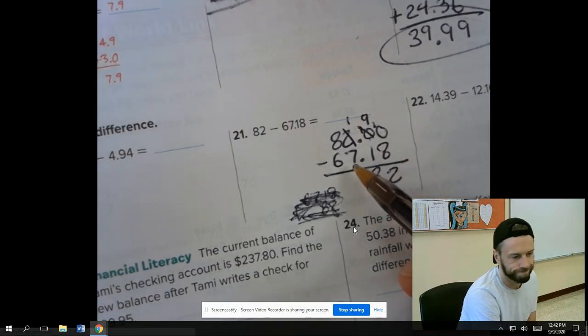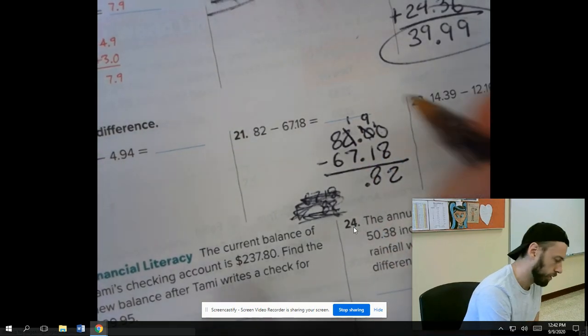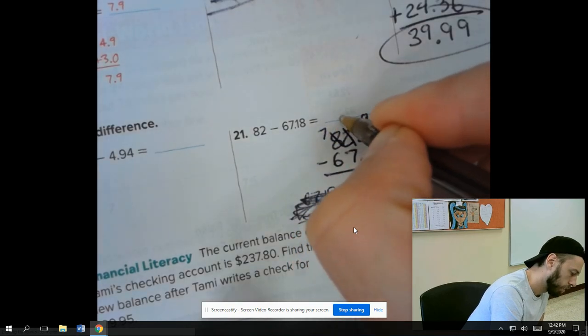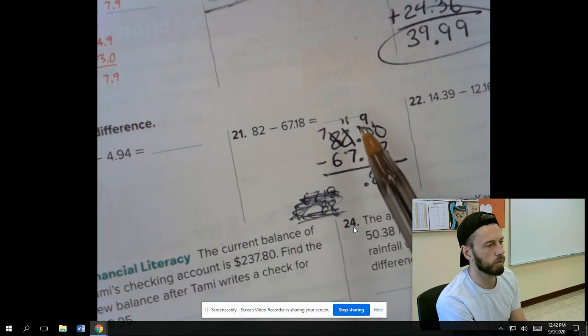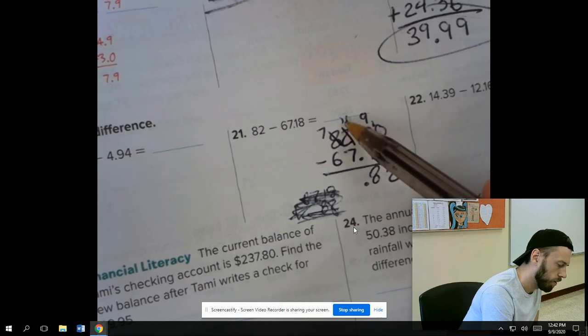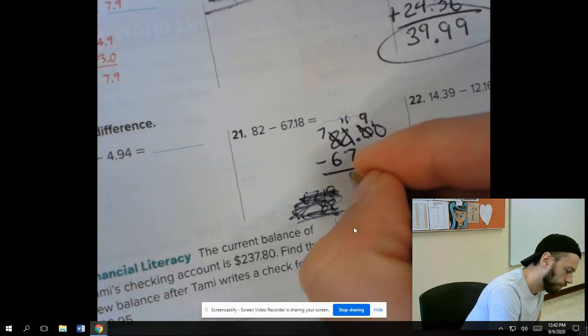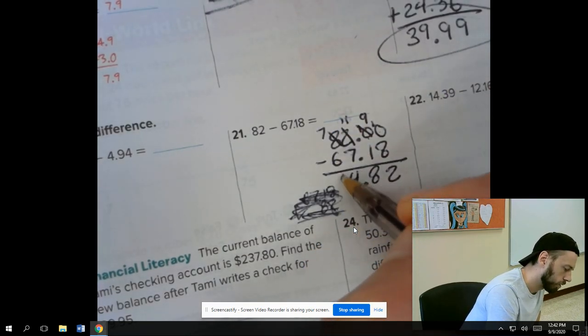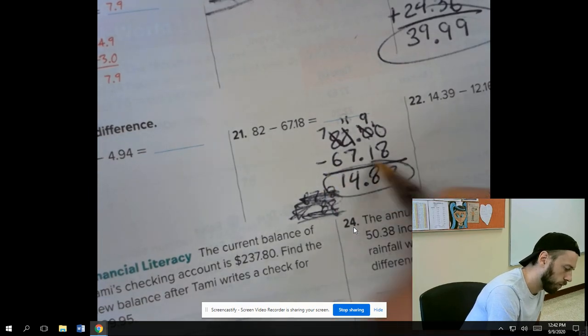And then 1 minus 7, can't do it. Got to borrow again. Unfortunately, a lot of borrowing. A lot of weird kind of numbers going on here. But this is 11 now, and 11 minus 7 is 4, and 7 minus 6 is 1. So it looks like we get an answer of 14.82.